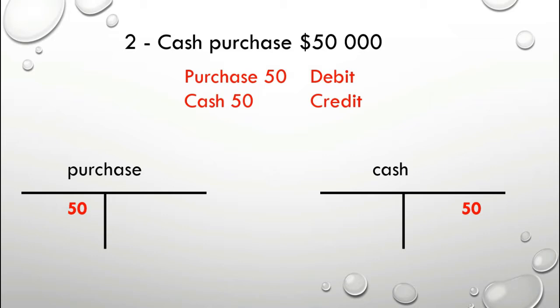Purchase is an expense. Expense increasing means it is debit. So we can go to the purchase account and debit 50,000. Cash purchase 50,000: expense is increasing by 50,000 and asset is reducing by 50,000. So debit and credits are balancing.